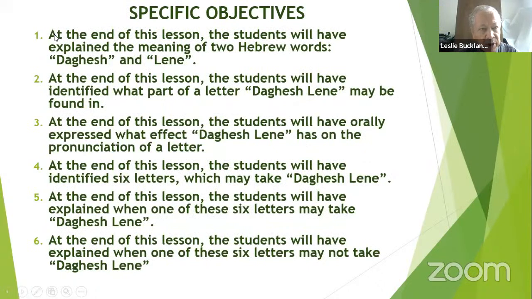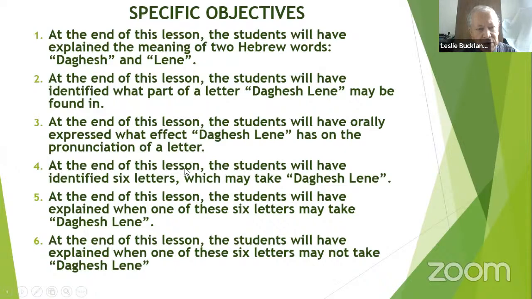The specific objectives are: 1, at the end of this lesson, the students will have explained the meaning of 2 Hebrew words, Dagesh and Lene. 2, at the end of this lesson, the students will have identified what part of a letter Dagesh Lene may be found in. 3, at the end of this lesson, the students will have orally expressed what effect Dagesh Lene has on the pronunciation of a letter.